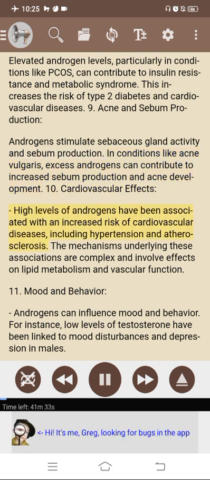10. Cardiovascular effects. High levels of androgens have been associated with an increased risk of cardiovascular diseases, including hypertension and atherosclerosis. The mechanisms underlying these associations are complex and involve effects on lipid metabolism and vascular function. 11. Mood and behavior. Androgens can influence mood and behavior. For instance, low levels of testosterone have been linked to mood disturbances and depression in males.